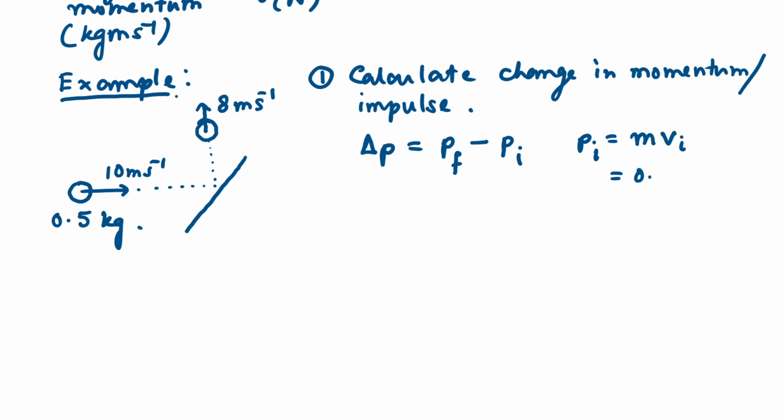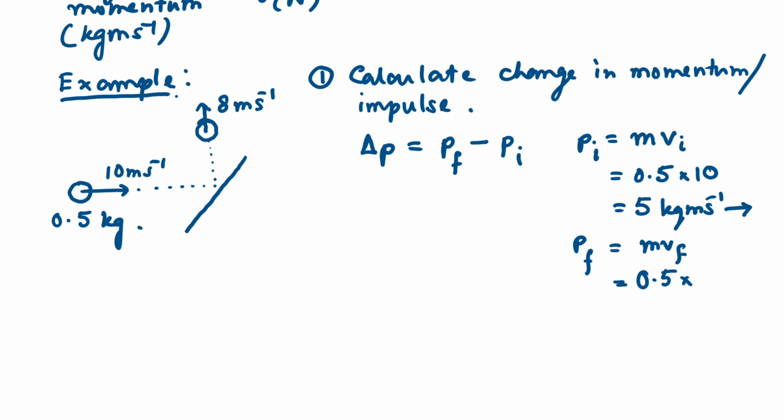And in this case, mass is 0.5. Initial velocity is 10 meters per second. So this is going to be 5 kg meters per second. And I will just draw a little arrow to show that this initial momentum is to the right. Okay. And final momentum is the same process, but this time we'll use the same mass and then the final velocity, which is 8. So this turns out to be 4 kg meters per second, and this is going up.